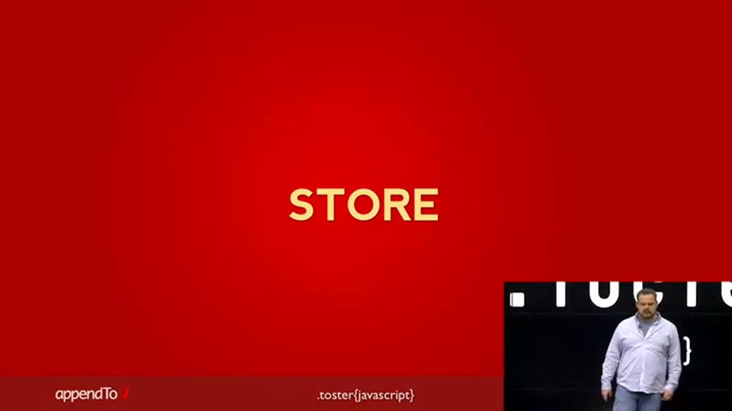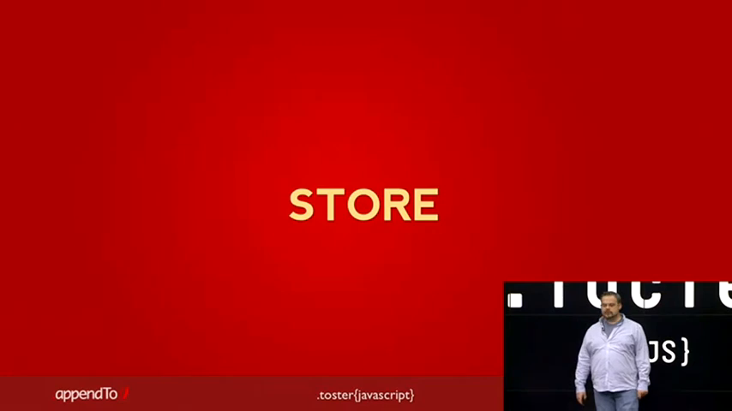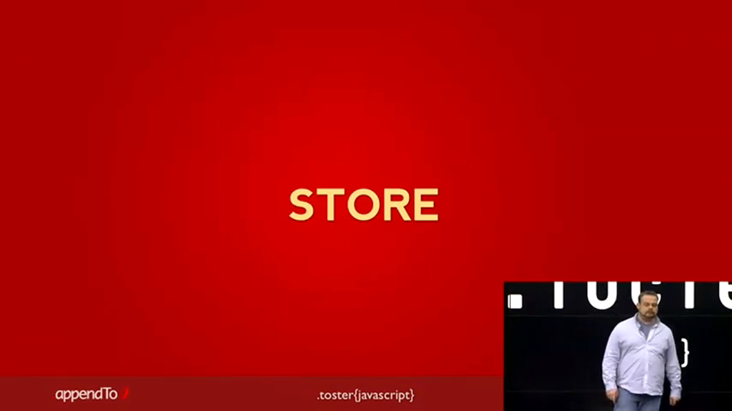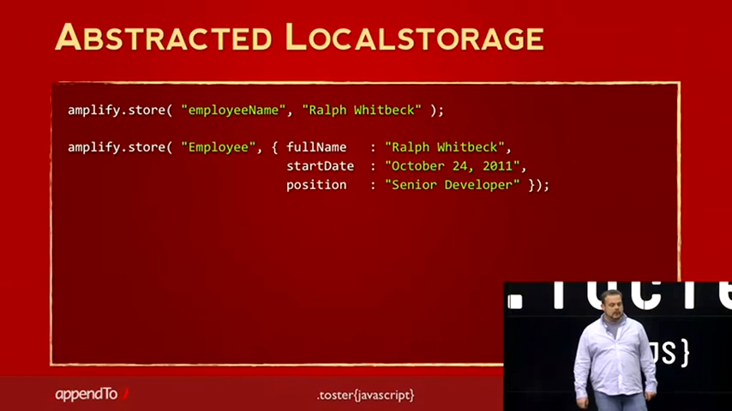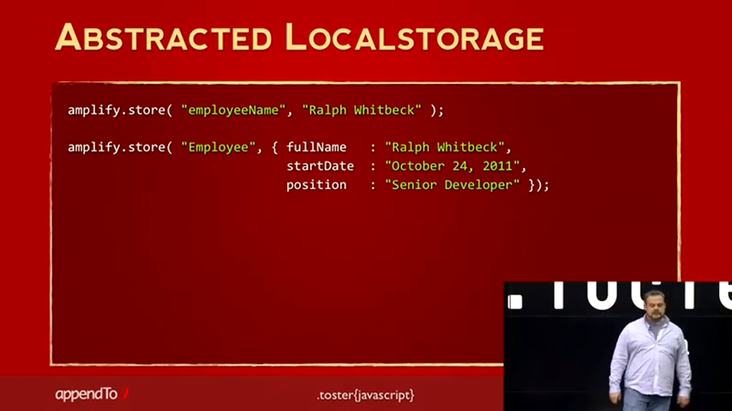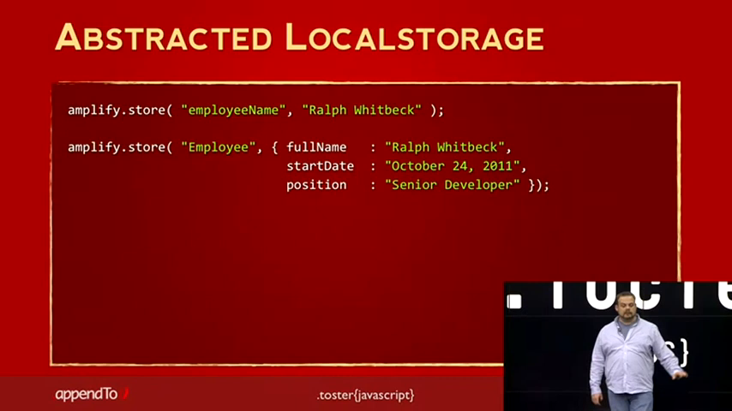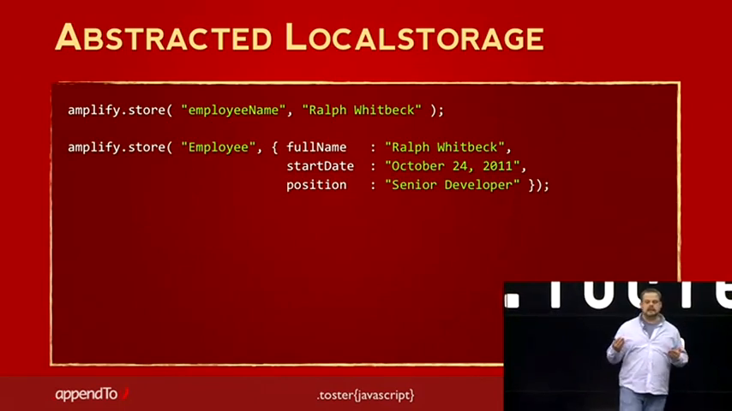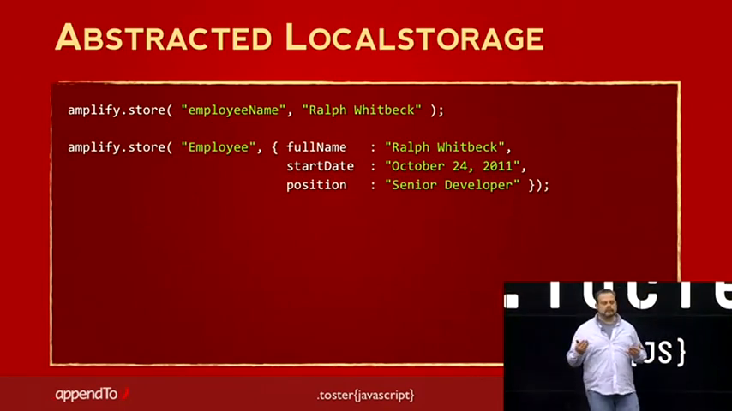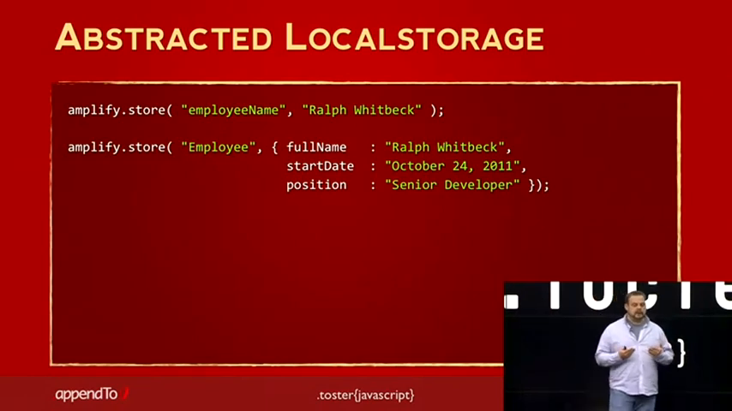It's not very big. So let's take a look at local storage and how we handle using local storage in browsers and how we abstract that. So again, let's take a look at a simple example. So abstracted local storage, we're going to call amplify.store, and it's just basically a key value pair, right? The key is the name or the variable that we're going to call or use, and then the value is whatever we're going to assign into that. So employee name, Ralph Whitbeck.